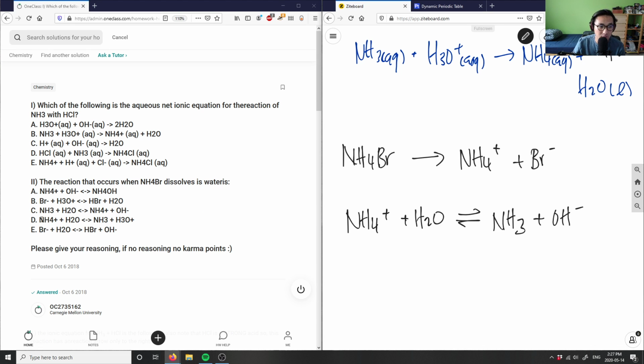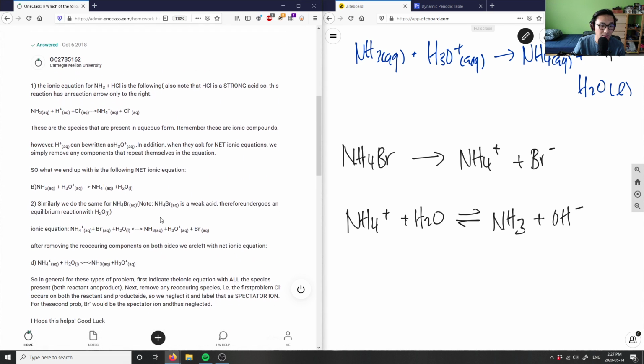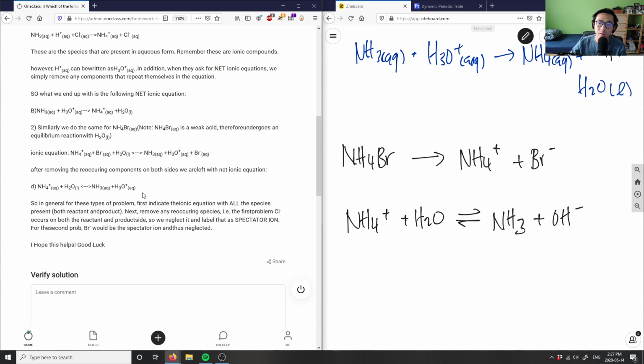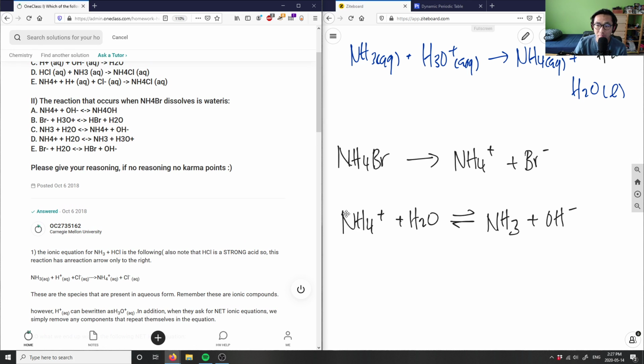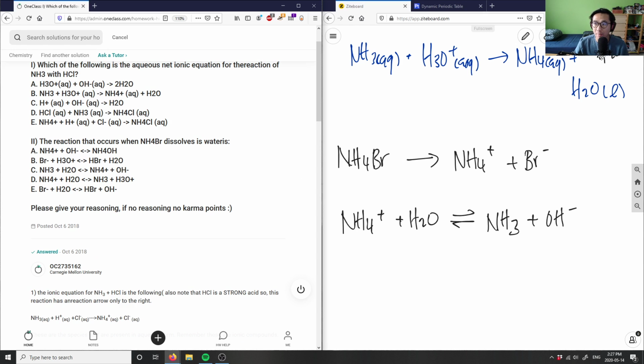So in this case, solution D is correct, because this here is our correct solution. And Br minus is a spectator ion. It doesn't really do much here, so I can assume the Br minus is not going to do anything. If I write the net ionic equation for this, NH4Br would dissociate to form NH4 plus and Br minus, and this Br minus would cancel out on both sides. So this equation is correct, which means D is the correct answer.